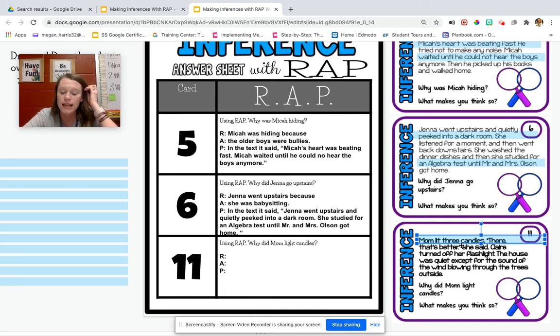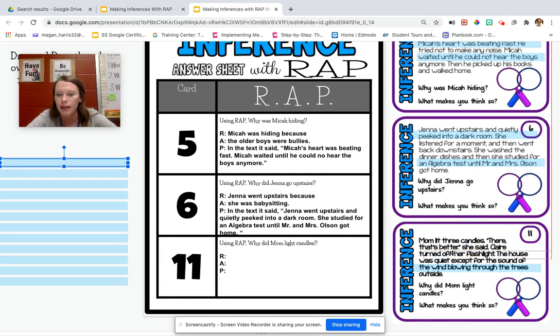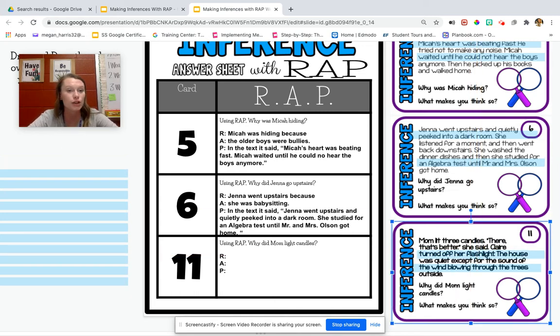So Mom lit 3 candles. There, that's better, she said. Claire turned off her flashlight. The house was quiet except for the sound of the wind blowing through the trees. Oh my goodness, the wind blowing through the trees, and she had a flashlight on.